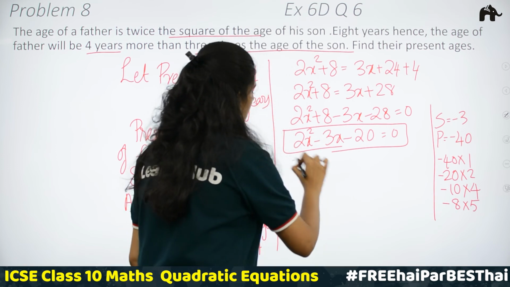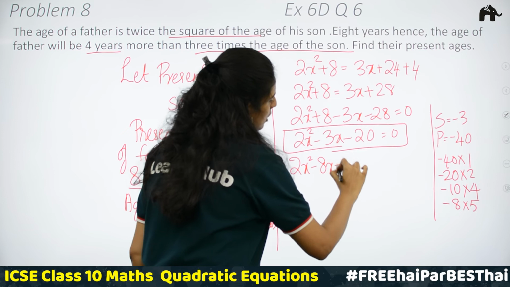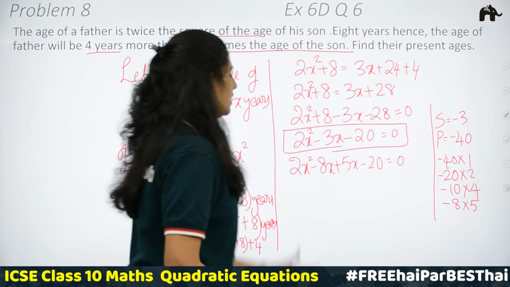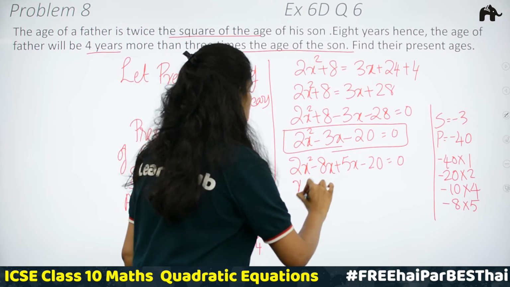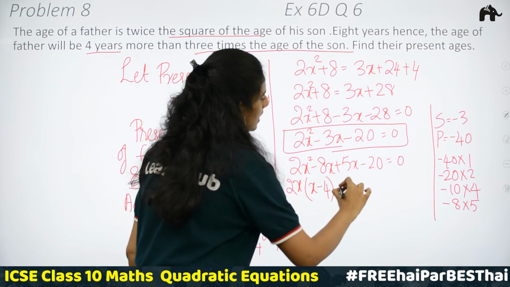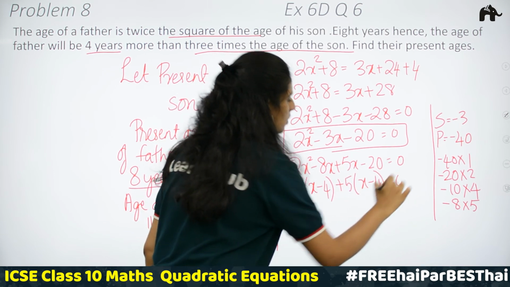We can split the middle term. 2x square minus 8x plus 5x minus 20 is equal to 0. Taking common, 2x into x minus 4 plus 5 into x minus 4 is equal to 0.